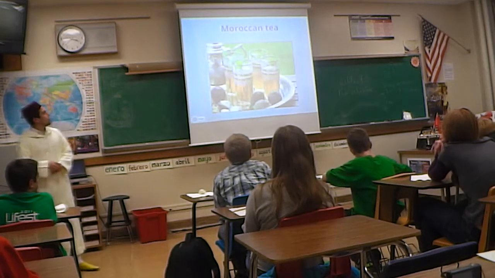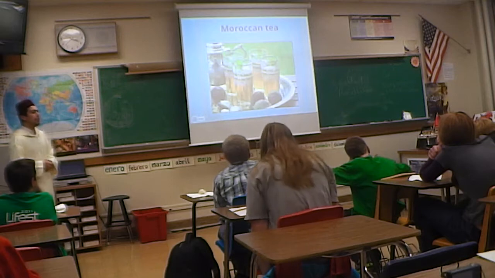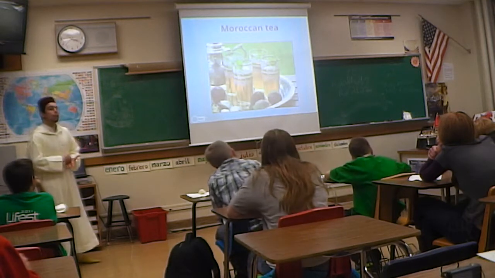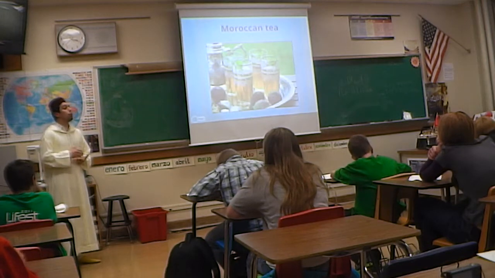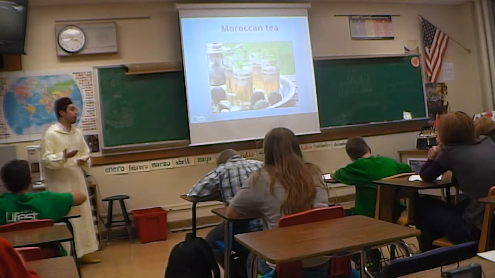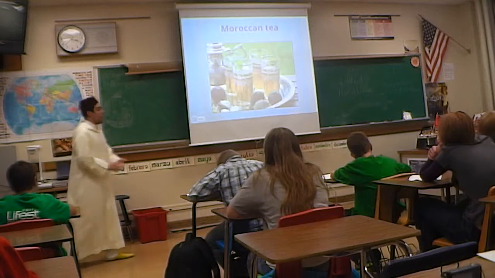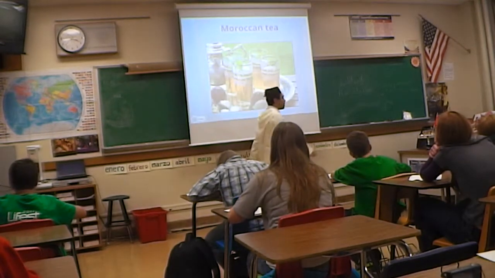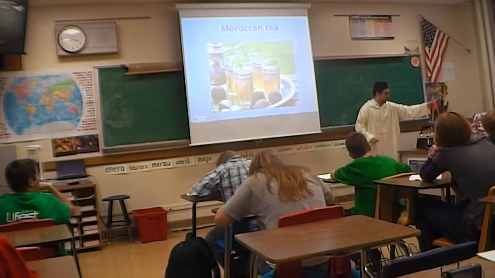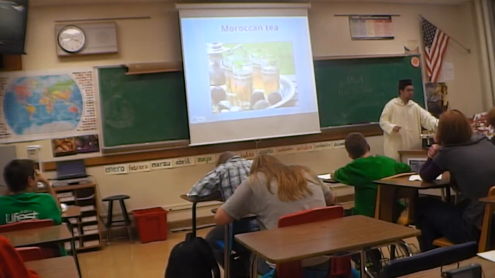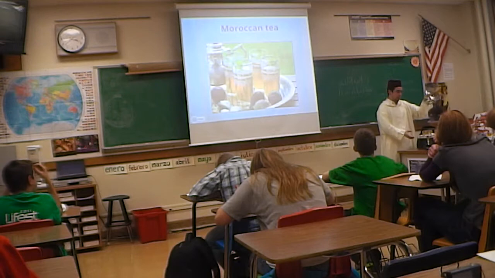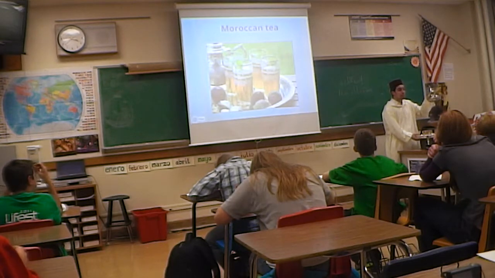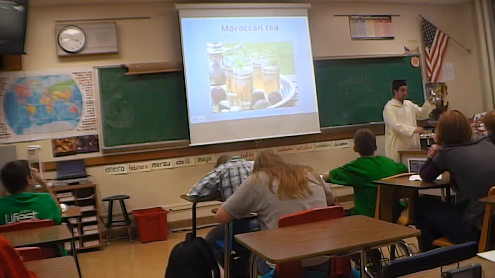Okay, another type of food is called the Moroccan tea. And Moroccans drink tea a lot. They drink it more than 3 to 5 times a day. Okay? And I brought here some tea tools. So this is the teapot. And this is called siniya, in which we put glasses.